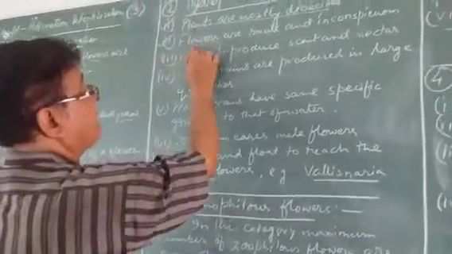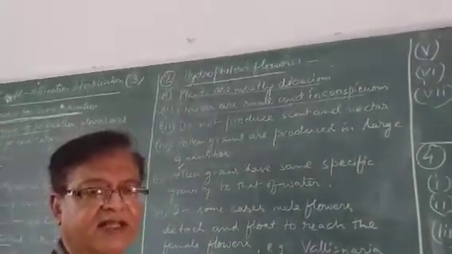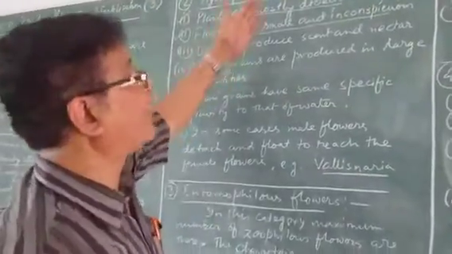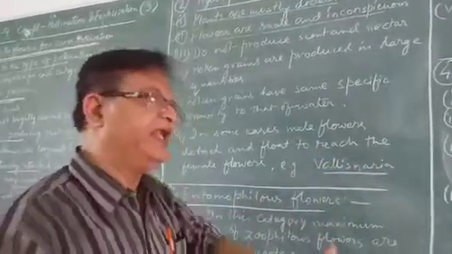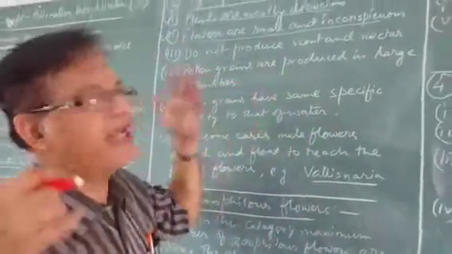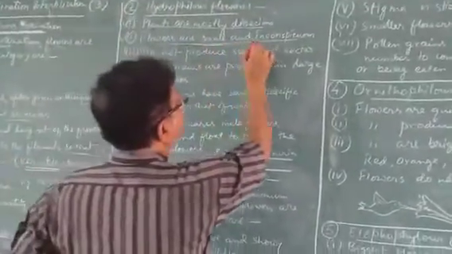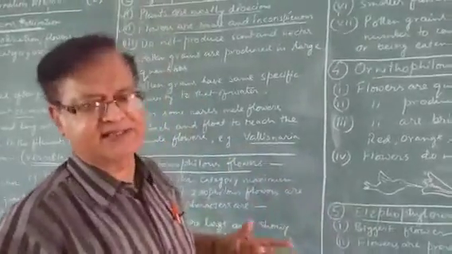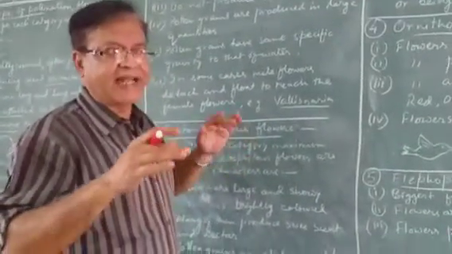Second point says, flowers are small and inconspicuous. Same reason is applicable here. What was there in case of anemophilous flowers? Because water is an inanimate object. They are not living things. So they may flow in any direction according to the condition of the water body. So it does not have to attract anything. That's why it is very small, and inconspicuous means almost not catching our eyes. That is inconspicuous, not visible.